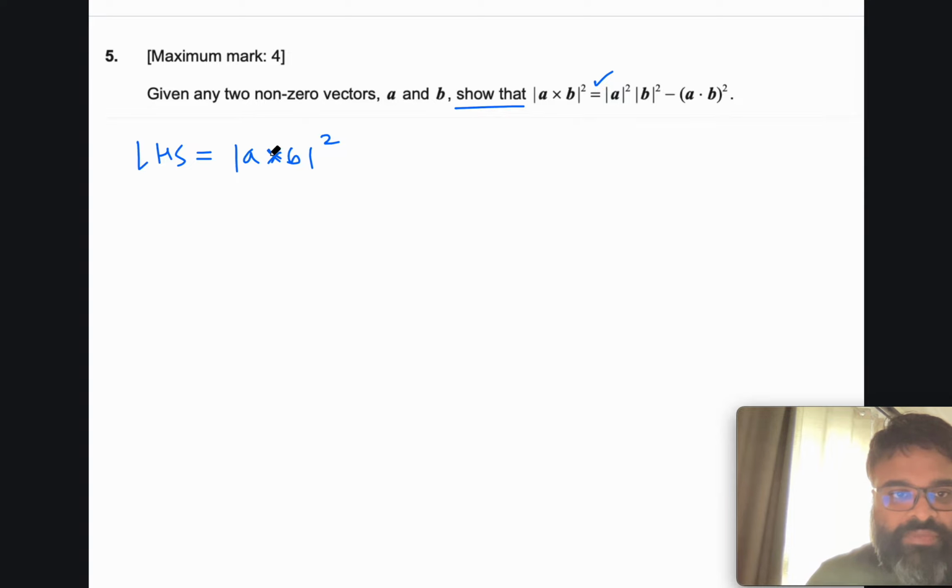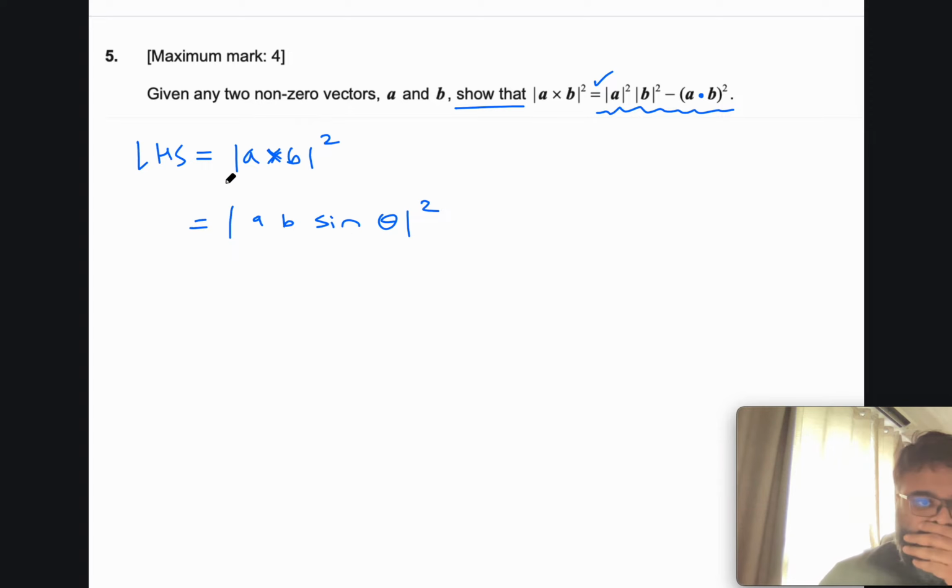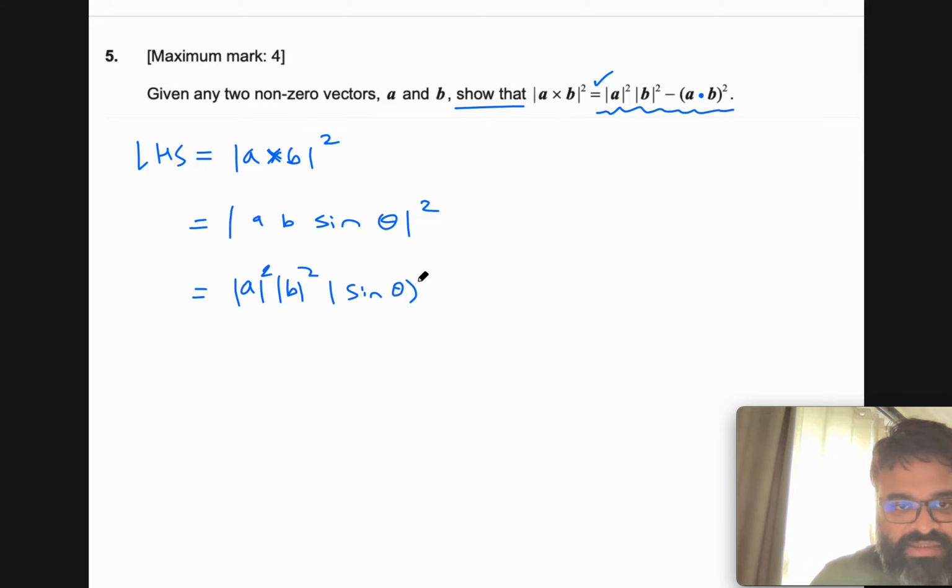Look, we want to start from here, and we should get this as the answer, and we can see a dot product here. So we'll see what we can do. So this will be a b sine theta, the whole square. And now you have the absolute value here. So it is absolute value of a, absolute value of b square, and absolute value of sine theta square. And you can ignore the absolute value for sine square theta.